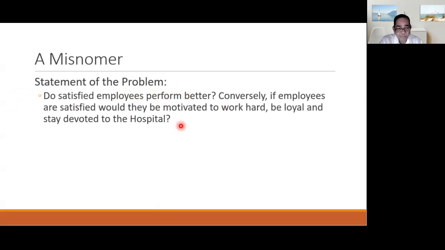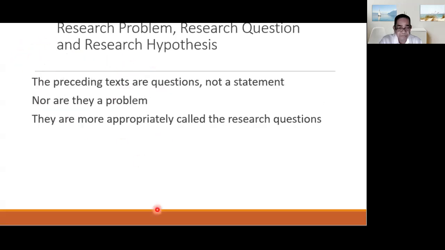So first, this is not a statement, it's a question. Neither are these a problem. Do satisfied employees perform better? Is that a problem? If employees are satisfied, would they be motivated to work hard? Is that a problem? So that's why I said this is a misnomer. They are more appropriately called research questions.